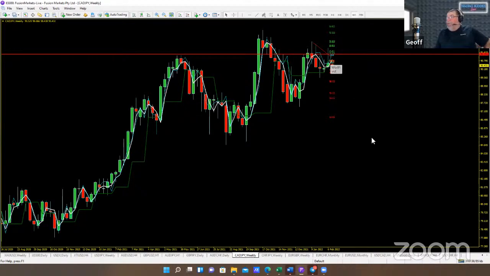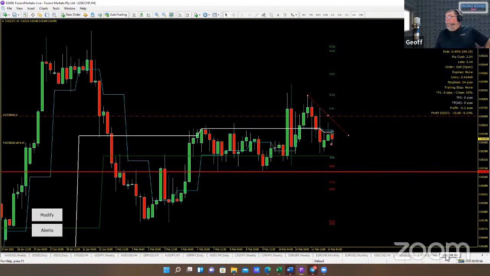So that's pretty much what we're trading on dollar Swissy at the moment. And that's sucked back very quickly. We want to see that follow through, obviously.